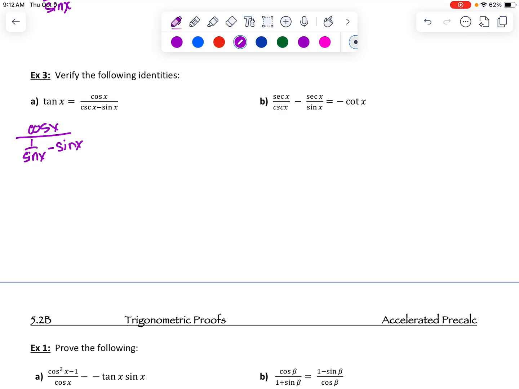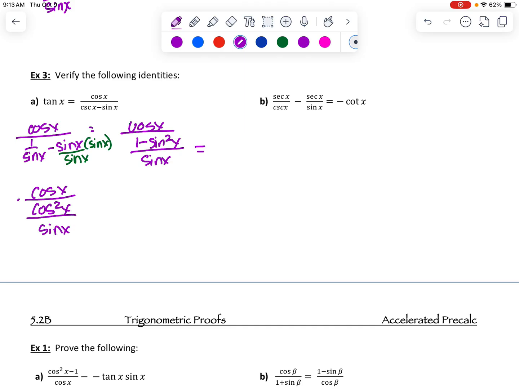All right, now at this point, I'm going to get a common denominator for the denominator. And so that means I'm going to be multiplying top and bottom by the sine of x. So now I've got the cosine of x over, because I now have a common denominator, my numerator is 1 minus the sine squared of x, and the denominator is the sine of x. Now, what's nice about 1 minus the sine squared of x is that it's a Pythagorean identity, that's the cosine squared of x.